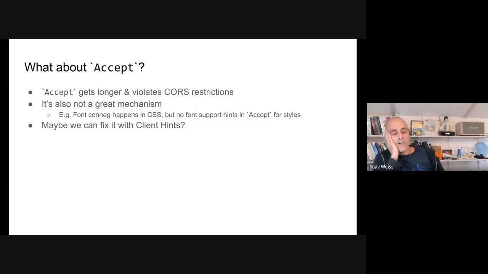And then finally, I've been thinking about the Accept header and ways to fix it. Right now, Accept is getting longer and longer as we add support for various formats, and that results in CORS restriction violations, just in terms of its length, because CORS has a per-header length restriction. It's also bad for other reasons. For one recent example that came up, font content negotiation typically happens in the CSS itself, because for different fonts you need to change the CSS that calls into them.